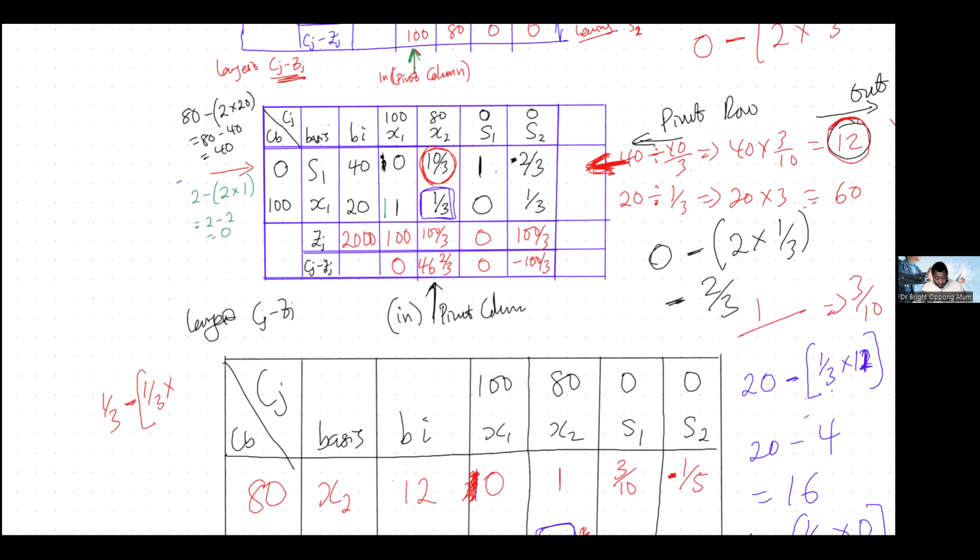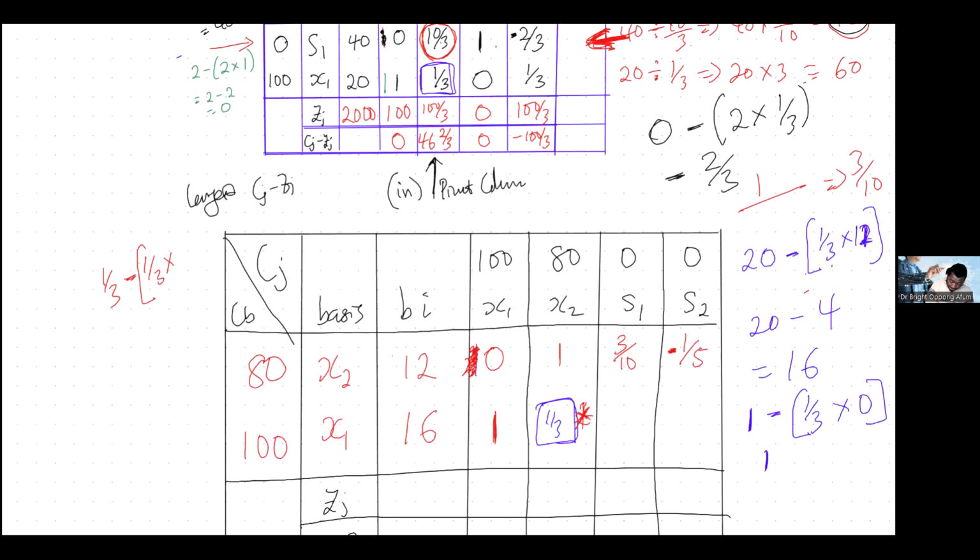One on 3 minus 1 on 3 times the new number, which is 1. So it's 1 on 3 minus 1 on 3, and it's equal to 0. So here it's equal to 0.